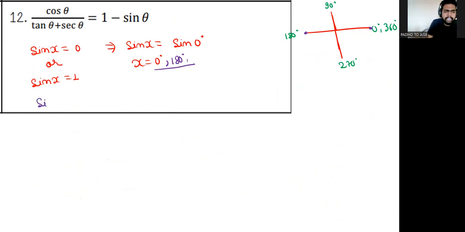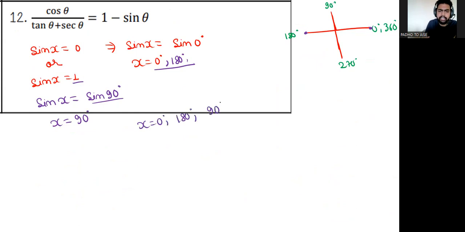Now let us solve the equation where sine is equal to 1. Sine is equal to 1 at 90 degree. So sine 90 degree is making 1, and instead of 1, I could write sine 90. Again, I could compare the equation, then x will become 90 degree. So these three are my answers. The value for x would be 0 degree, 180 degree, and 90 degree.